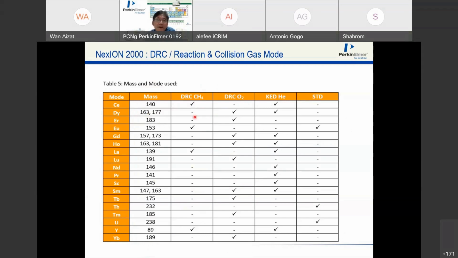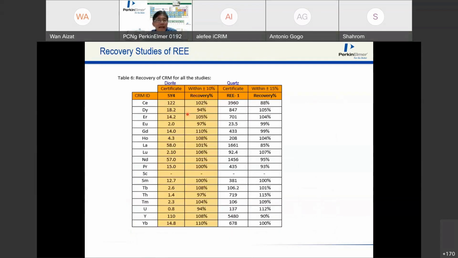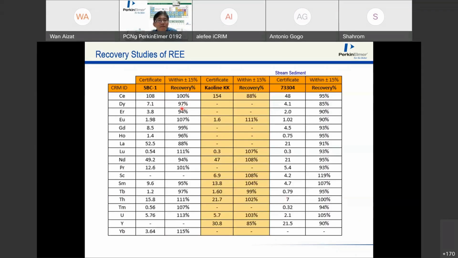So after we run this method, you can see these are the CRMs, with very good recovery. Like this is dolerite, quartz, very good recovery. It's basically 80 to 120, plus or minus within 15% for most of the elements. Very good. Kaolin, meaning sediment, also very good recovery. So this is a raw material for this rare earth element.